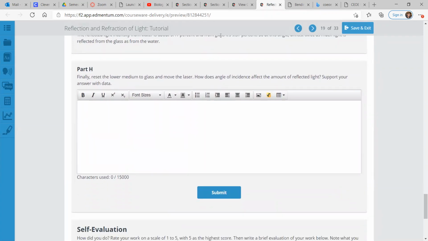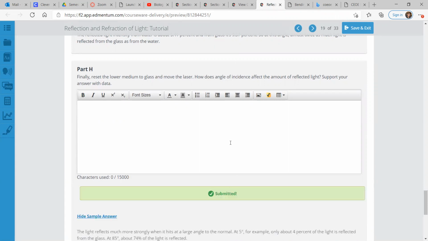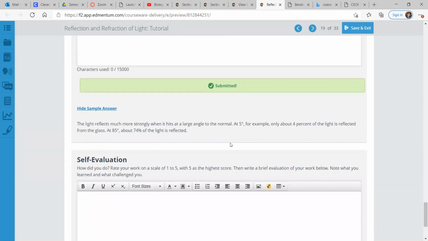Part H, finally reset the lower medium to glass and move the laser. How does the angle of incidence affect the amount of reflected light? Support your answer with data. So the light reflects much more strongly when it hits at a larger angle to the normal. At 5 degrees, for example, only about 4% of the light is reflected from the glass. At 85 degrees, about 74% of the light is reflected.